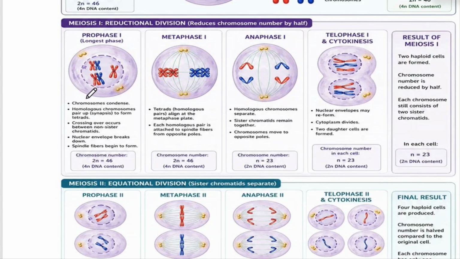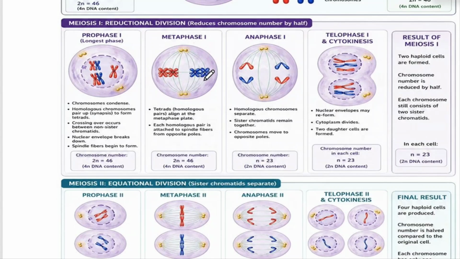This creates genetic variation among offspring, and the nuclear envelope disappears, and the spindle fibers begin to form. The chromosome number is still 46 chromosomes, which means 2n.